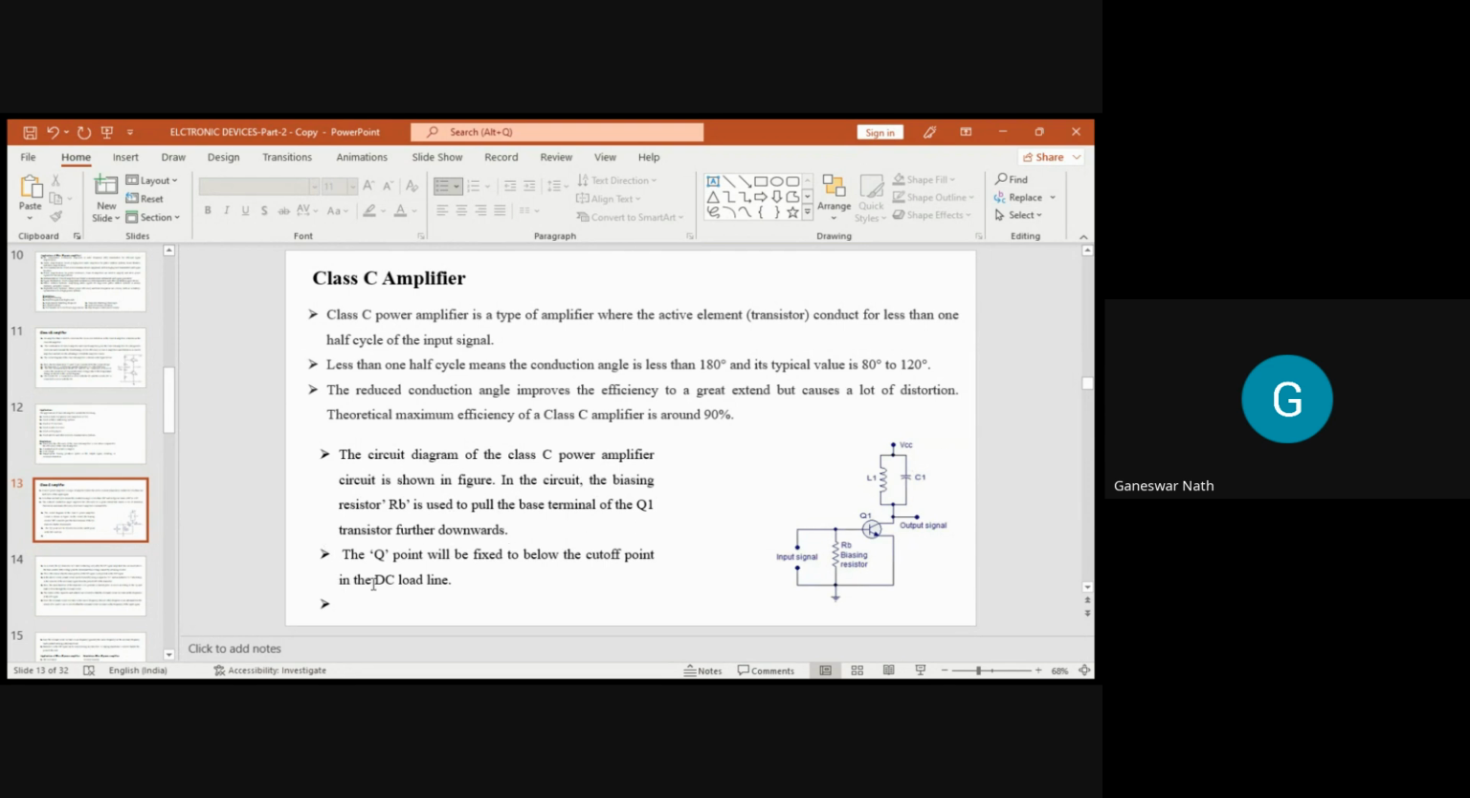So the Q point will be fixed below the cutoff point on the load line. Depending upon the load value or the load point, which is called the load line, the load line reflects a particular voltage and current. This decides where it can produce the maximum efficiency.